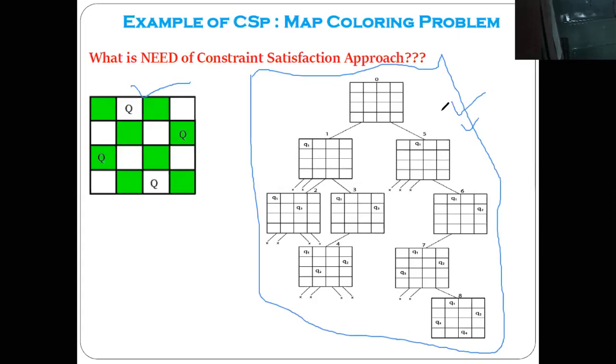If you don't use the constraint satisfaction approach, will the tree formed after solving this particular problem be the same as this or different? Compare using the constraint satisfaction approach and not using it. You have to think as if there are no constraints available and you have to solve the four queens problem. You have to place the queens in such a way.